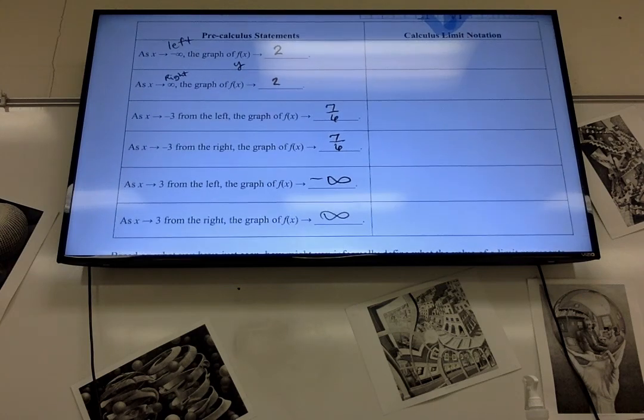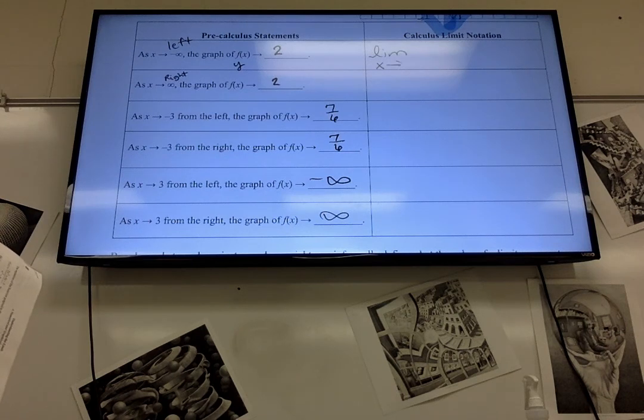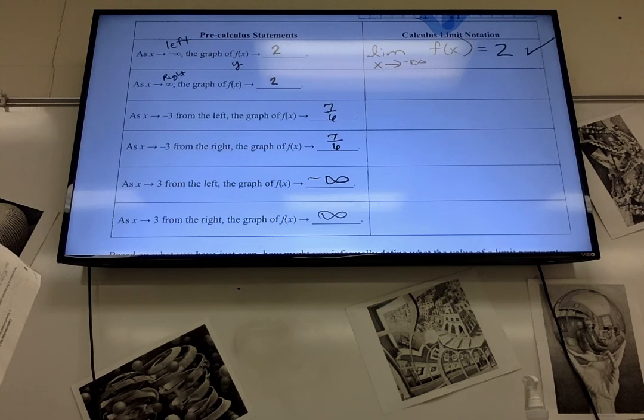Now those are limits. They're just written as we would have written them in pre-calc. So now let's write them as limits. For this first one, the limit as x approaches negative infinity of f of x equals 2. Those two statements mean the exact same thing. It's just how we write it in calculus.